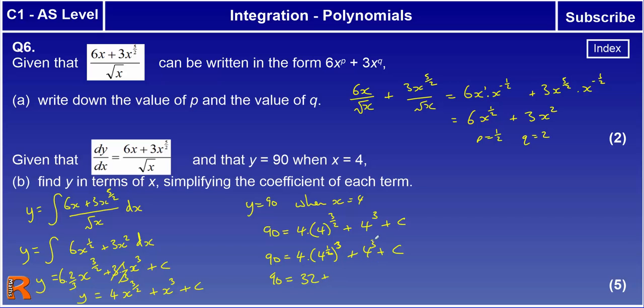Plus 4 to the power of 3. Well, 4 times 4 is 16, times 4 is 64. Plus the constant. So we've got 90 equals 96 plus c, which tells me c must be minus 6.